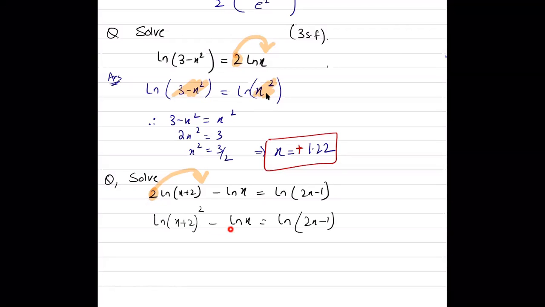Now, how do you plan on simplifying this? The two logs to the same base e are being subtracted. Could you remember some rule? The division rule. So can I say that this is equivalent to ln of x plus 2 the whole thing square upon x? Can I say that? Yes.